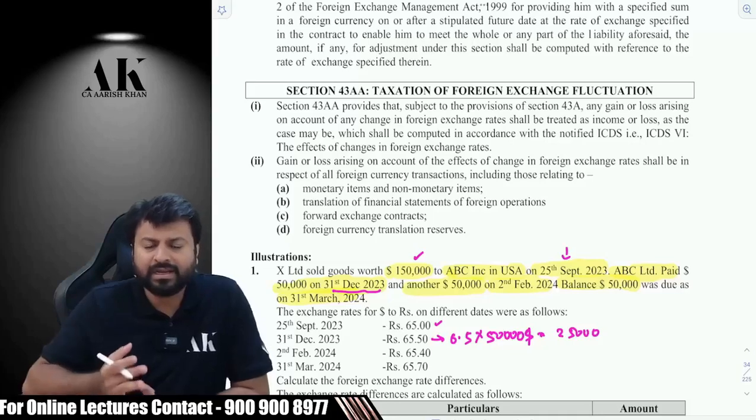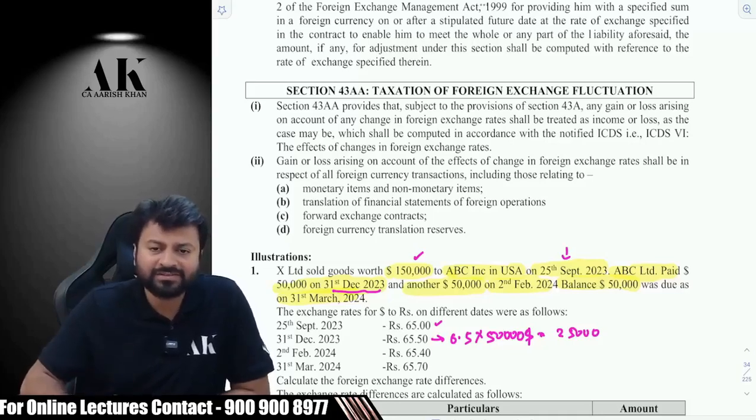Arey, please tell me, yaar. Where will I take this profit? Palani. P&L account. Take it to the P&L account. Okay.